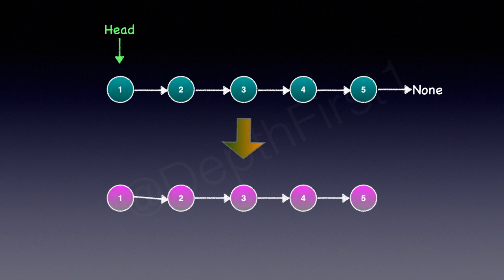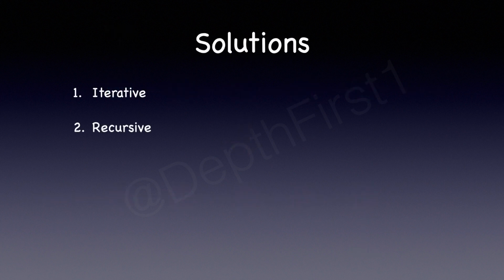Our objective is to traverse each node and reverse the direction of where it points to, beginning from the head. Upon reversing the nodes, we must return the new head, which is the fifth node. There are two solutions to this problem, iterative and recursive. Let's first take a look at the iterative solution.